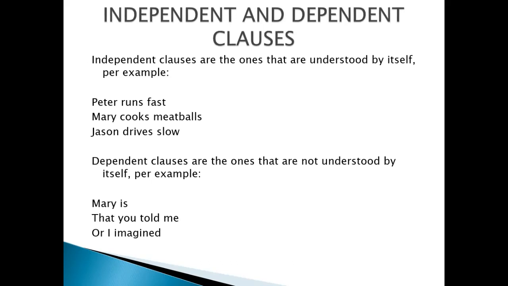Why? Because they contain the noun and the verb. In the first one, Mary is the noun and is the verb, but we don't understand because we need more information. That you told me, we have you as the noun, and told is the verb, but we don't understand because we have that, which indicates that there's more information and I don't have it. Or I imagined. I is my noun and imagined is the verb. But I have or, which indicates that there's more information and I don't have it either. So, therefore, these are dependent because they depend on more information.